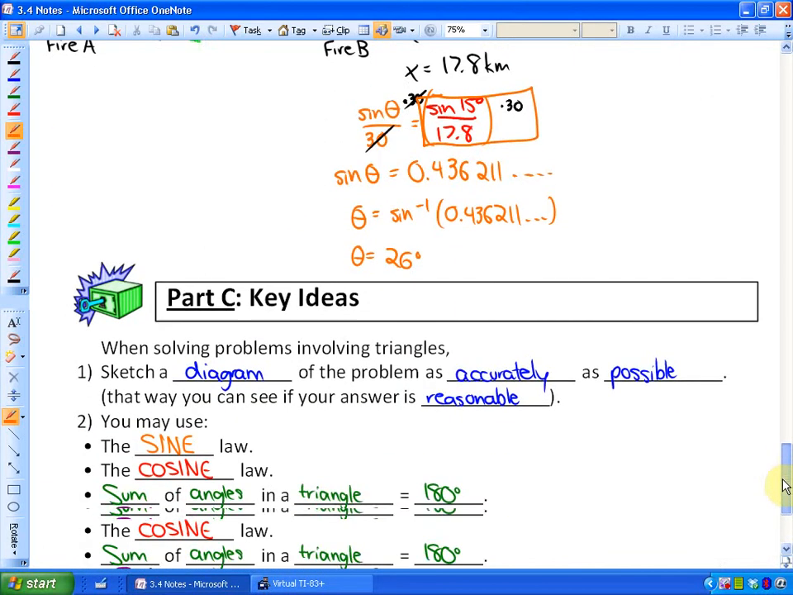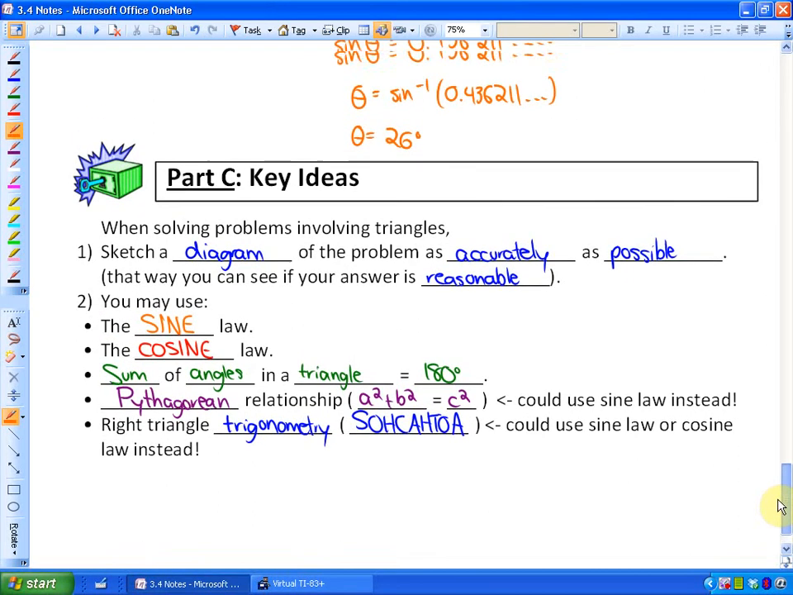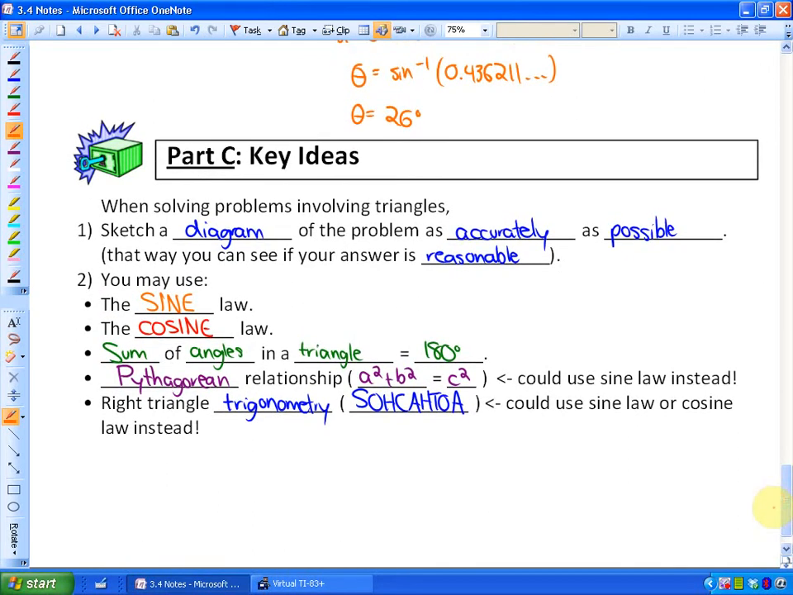Finally, the key ideas, really briefly. When you're solving problems involving triangles, again, they're difficult. Try many things. Sketch a diagram as accurately as possible. That way you can see if your answer is reasonable. And there's lots of things you could try to do. You may use the sine law. You may use the cosine law. Maybe you'll use the fact that the sum of angles in a triangle equals 180 degrees. You may be using the Pythagorean relationship, which you could actually replace with the sine law instead. And you might be using SOHCAHTOA. However, the sine law or cosine law can replace SOHCAHTOA now.